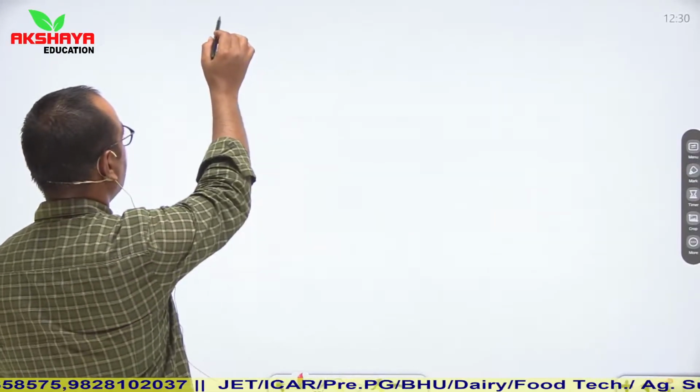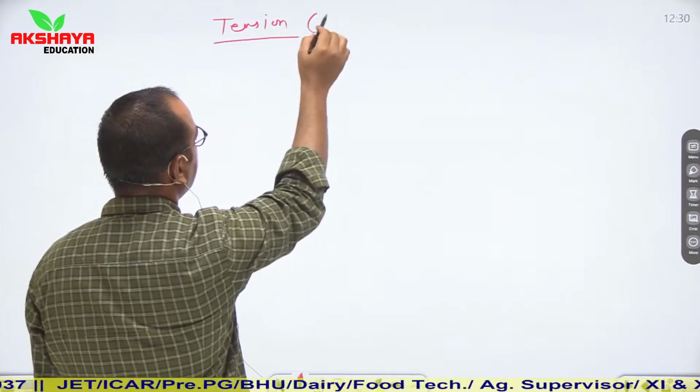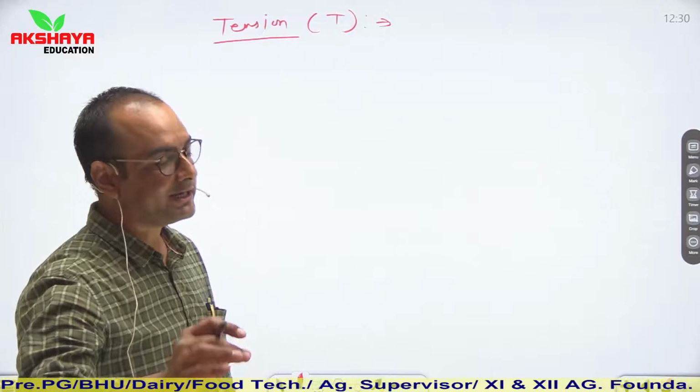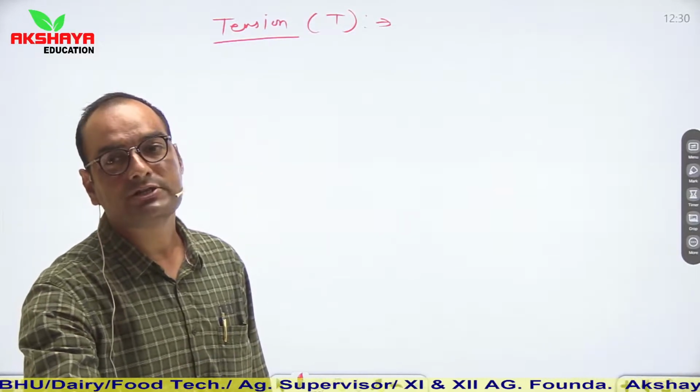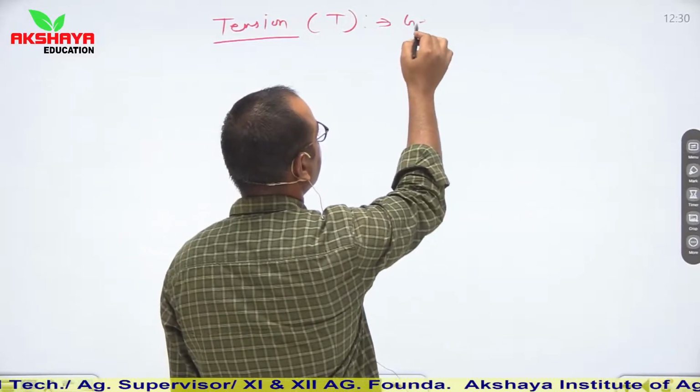Now let us talk about tension. The third force is tension. It is represented by capital T. Tension is also a pattern of force which is generally caused in strings.